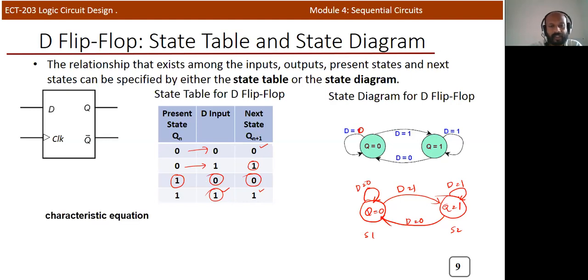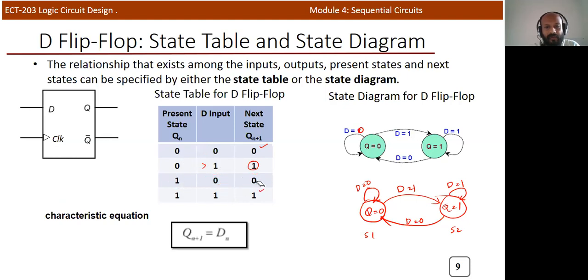From this point, you can also write the characteristic equation of a D flip-flop. What will be Qn plus 1? In the case of D flip-flops, Qn plus 1 is exactly equal to Dn. Looking at this table, we need to write an equation for Qn plus 1 in terms of Dn and Qn. These are the inputs, and we need to predict the output.